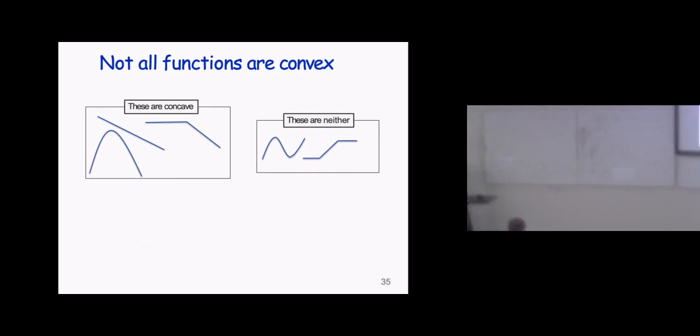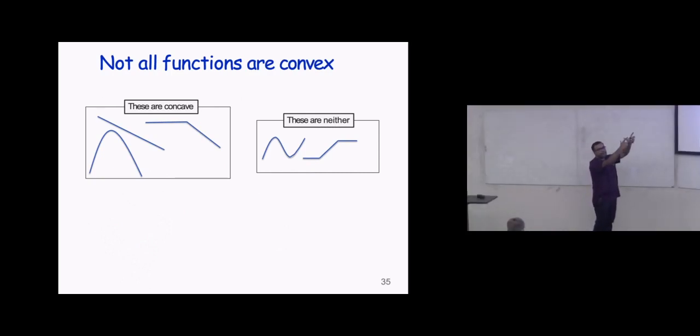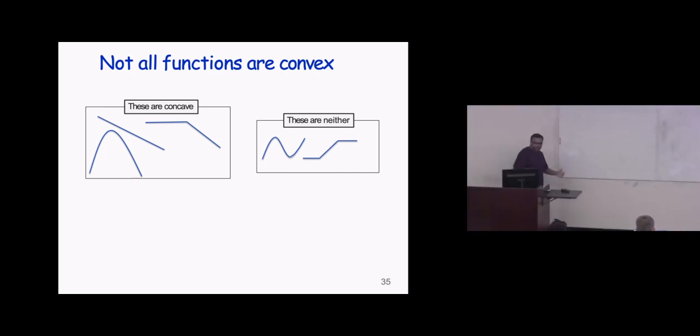And there are functions that are concave like this. You just flip the convex functions and it becomes a concave function, right? Those are neither. They are a combination of convex and concave, right? So before we start, we need to find a solution for the max.